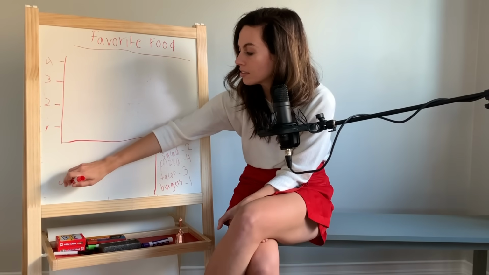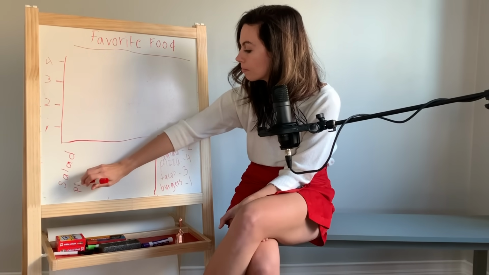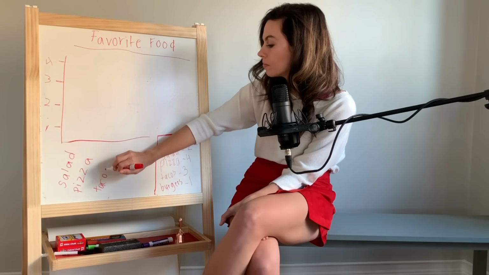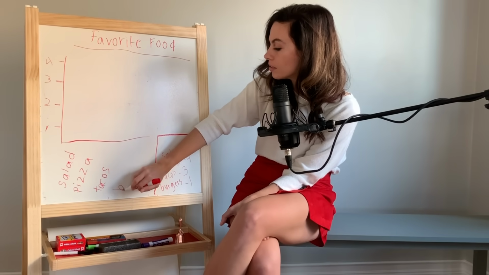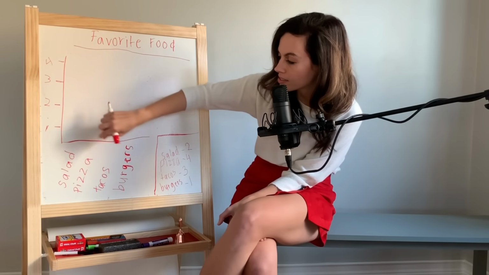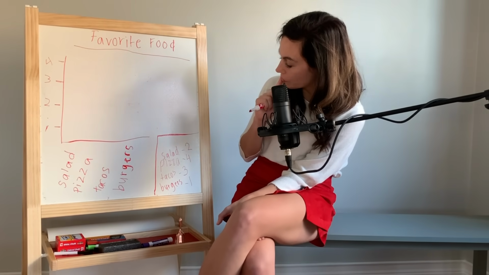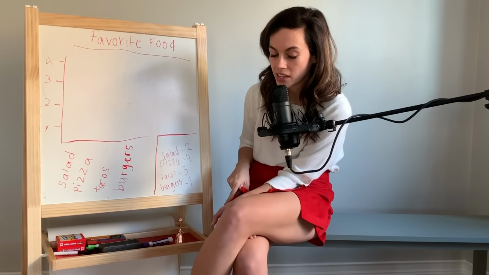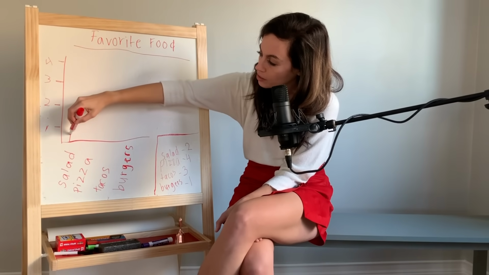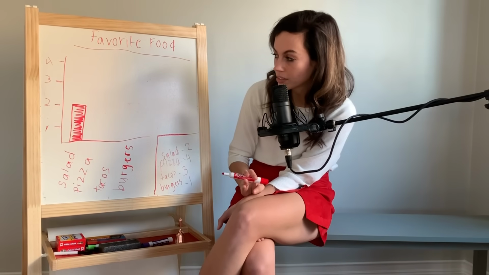So my first one is salad, pizza, tacos, and burgers. And I put them sideways because it's kind of hard to squeeze in that word, so sometimes it's helpful if you write it sideways. So for salad, how many people said salad was their favorite food? 2. So what I'm gonna do is go up to the 2 and draw a bar to represent that 2 people said salad.